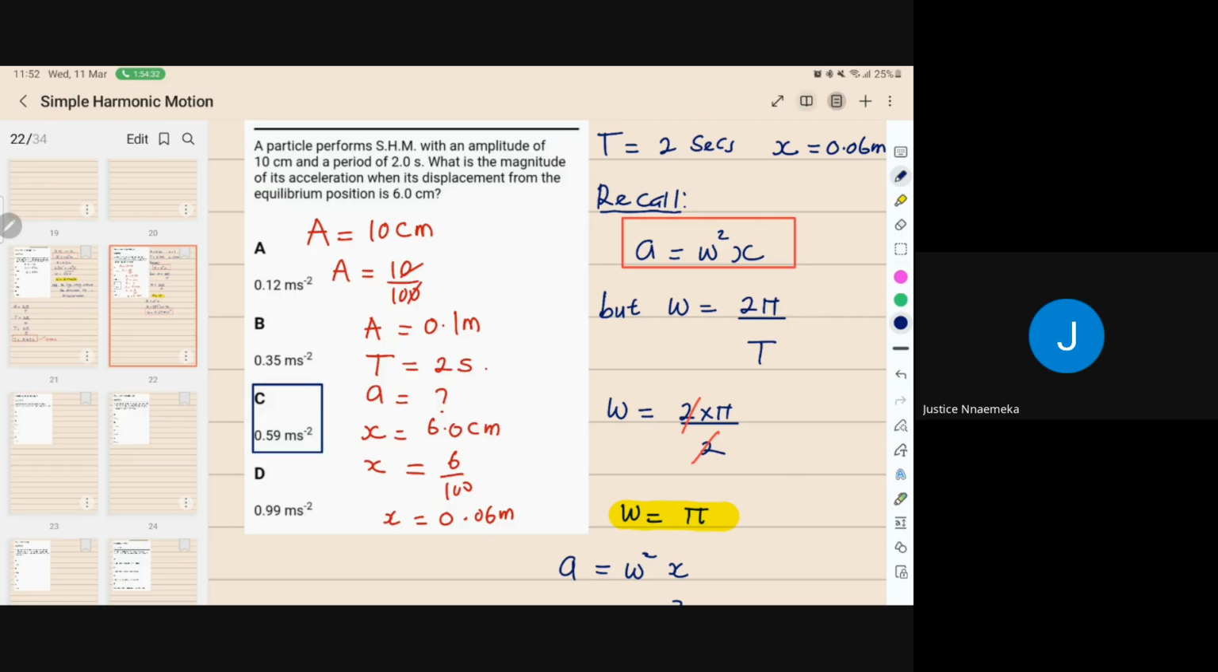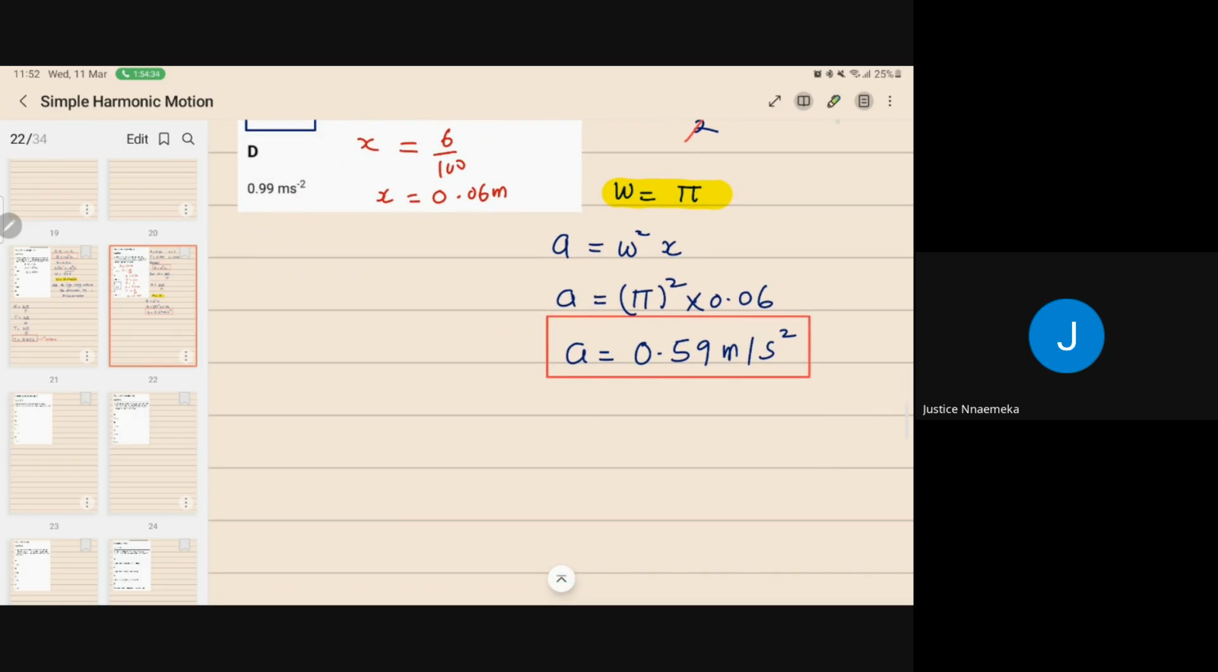So this is our answer right here. So we have our answer to be option C, right? Sorry, option what did I circle? Option C.